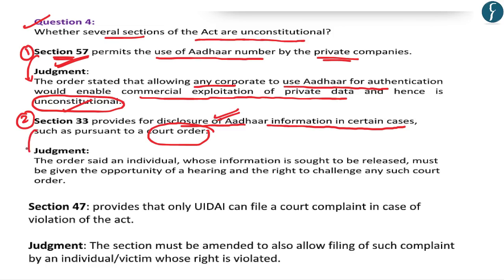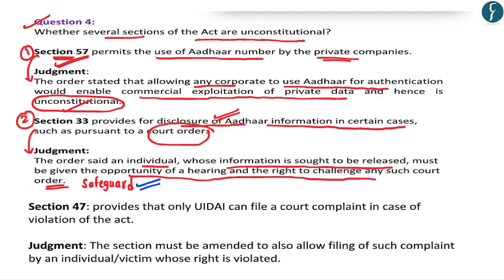With respect to this particular section, the Supreme Court has ruled that an individual whose information is sought to be released must be given an opportunity of hearing and right to challenge any such court order. So this is a kind of safeguard which the Supreme Court has provided with respect to section 33 of the Aadhaar Act. Now coming to section 47.